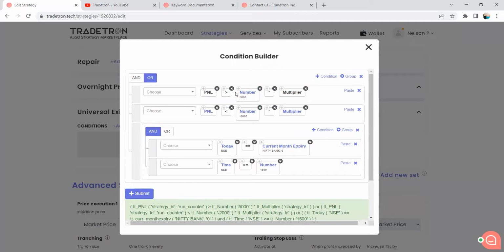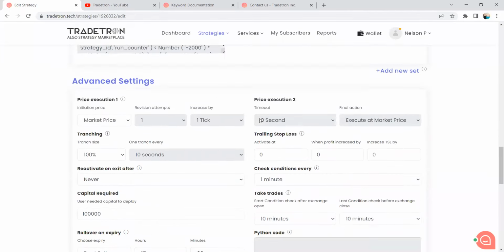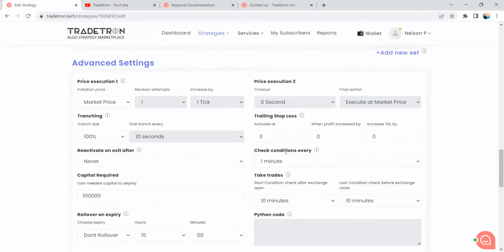That whenever the profit of my strategy is more than 5,000, then it will exit, or if the stop loss of minus 2000 is hit, then it will exit. Or if this condition that it's an expiry day and the time is more than 3 p.m., then the strategy will exit. So according to this, we can create universal exit condition. Over here, we will also select that check conditions every 1 minute.